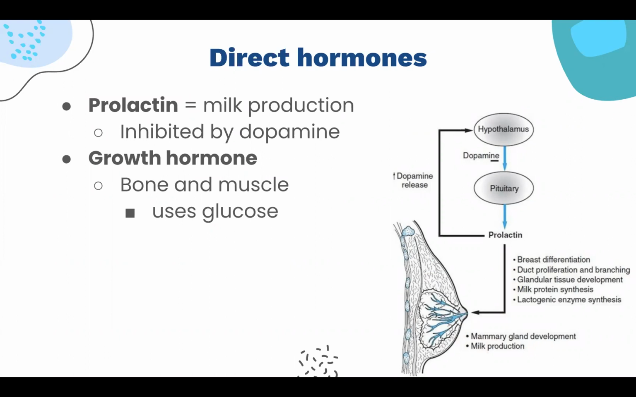Growth hormone is also similar in that it's made in the pituitary and directly affects the bone and muscle by preventing other organs from using glucose so that the muscle and bones can use it to grow.